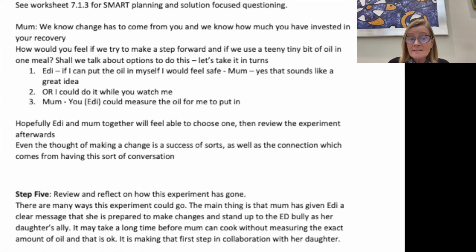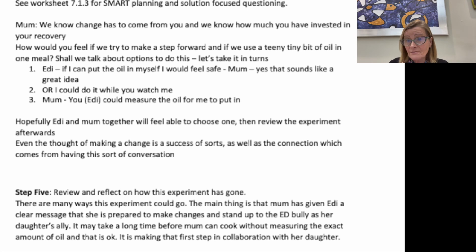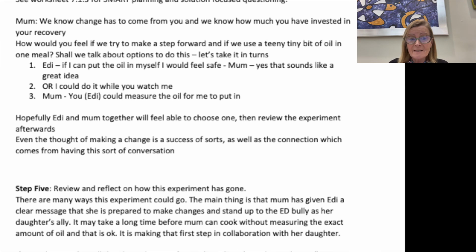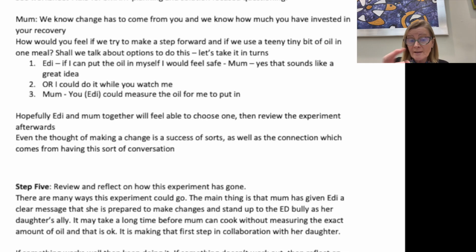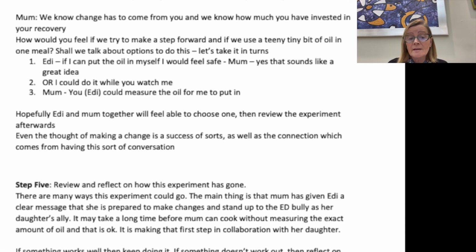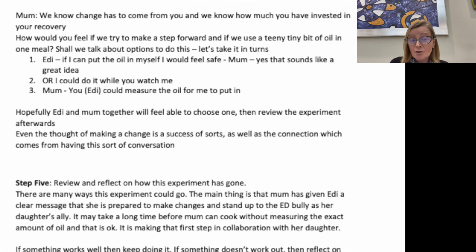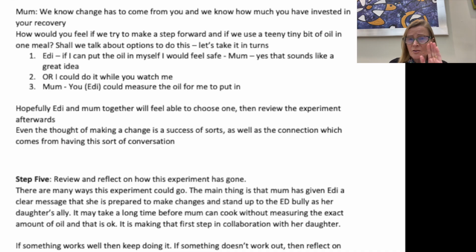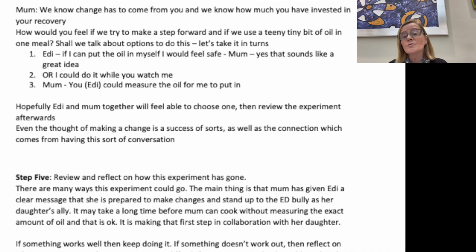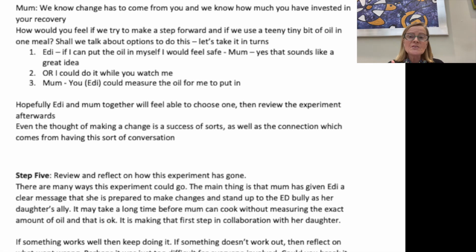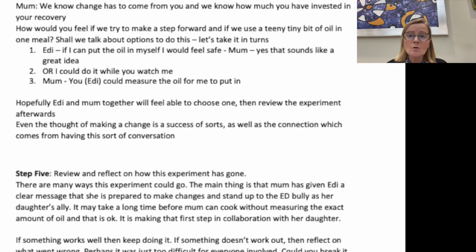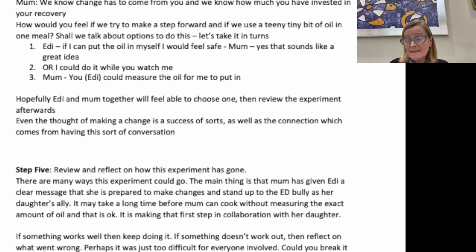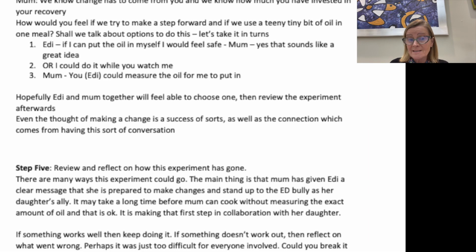So maybe Millie says, okay, well, if I can put the oil in myself, I would feel safe. And then mum can say, of course, that's a great idea. And then mum could say, well, or I could put the oil in while you watch me. And then mum might say, you, Millie, could measure the oil for me to put in. So there's all sorts of different ways that you could come up with, but it's a good idea to take it in turns. What we don't want to do is be telling Millie, I think this is what we should do. So either you come up with it together or it's something that Millie comes up with when it's going to affect Millie in this way.